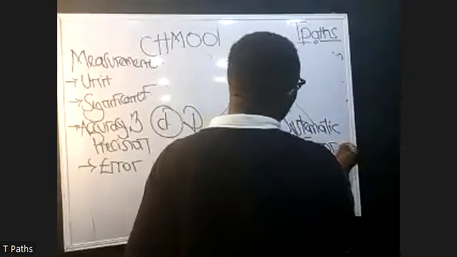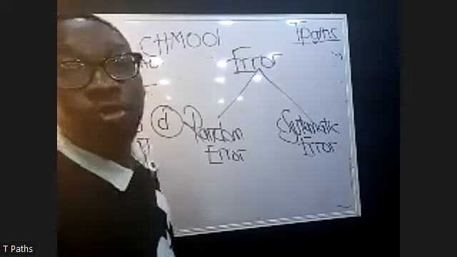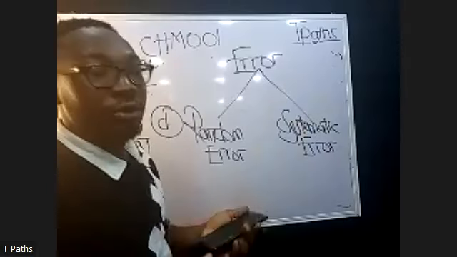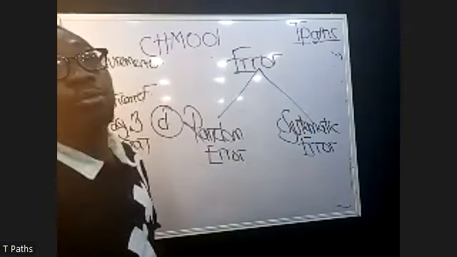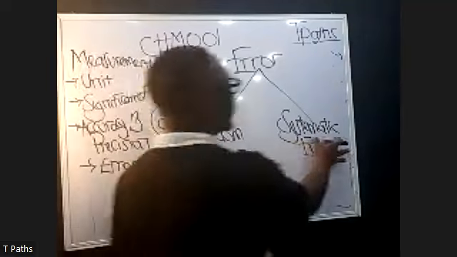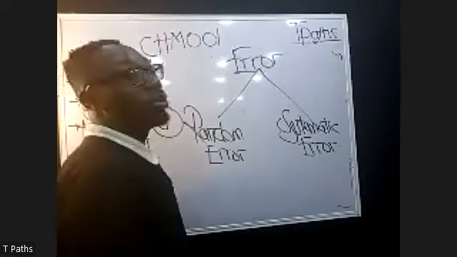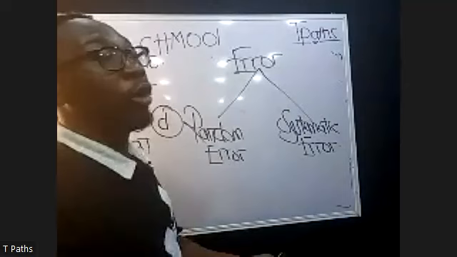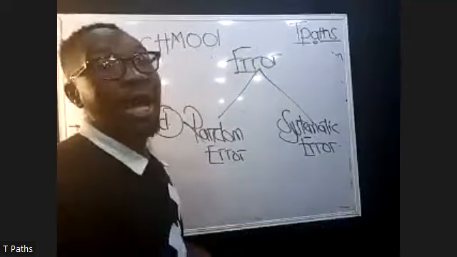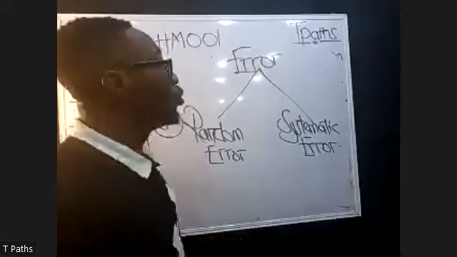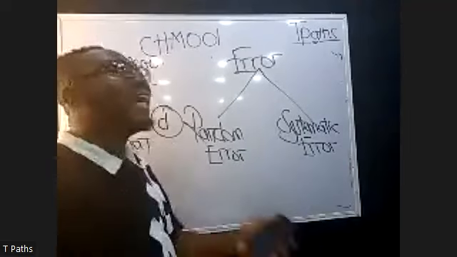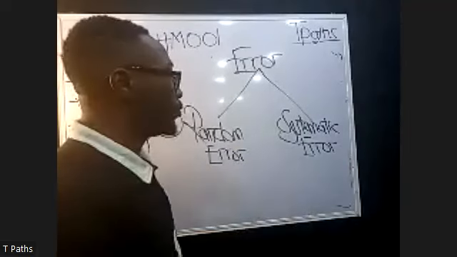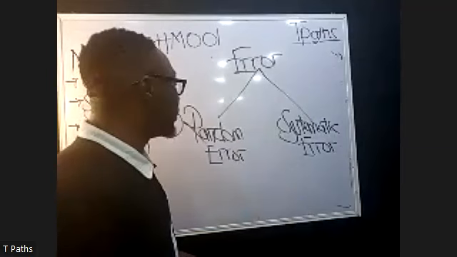Systematic error is an error due to flaws of an instrument or flaws in the design of an instrument. Systematic error occurs due to flaws. Flaws means mistakes, errors due to flaws in an experiment that is done by somebody, or the design of the experiment.